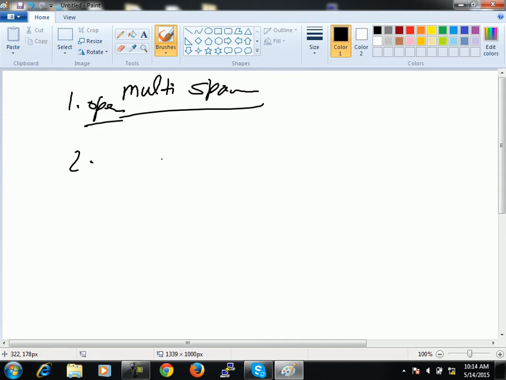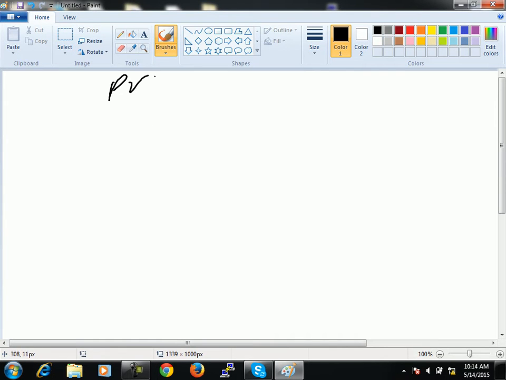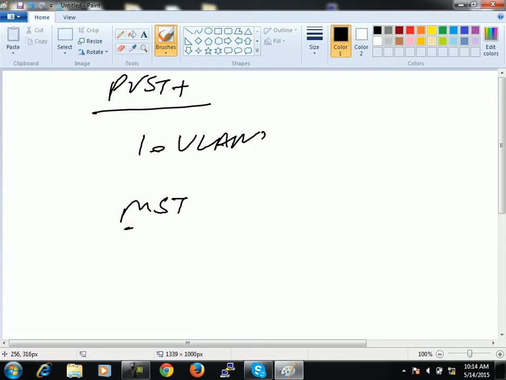Actually, with using this MST, what can we do? We can map multiple VLANs into a single instance of STP. For example, if we talk about PVST plus, and if we are having 10 VLANs, then of course there will be 10 instances of STP, right? But in case of MST, what can we do?